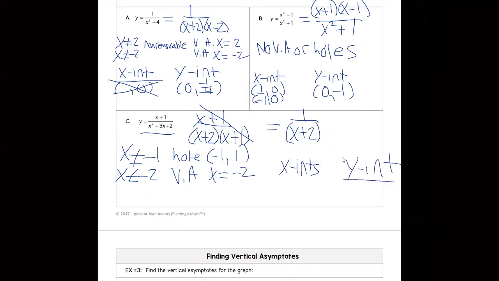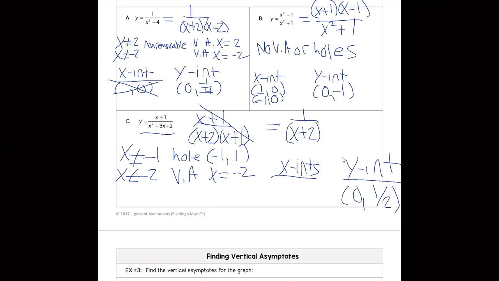I'm going to do the y-intercept first because, like I said, that's usually the easier of the two. Basically, for the y-intercept, you just plug 0 into this function, and you're going to look at the simplified one. So 1 over 0 plus 2, that would just be 1/2. You always want to plug it into the simplified version, but you're plugging 0 for x.